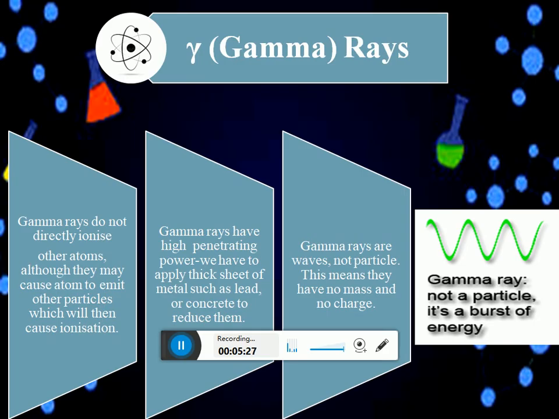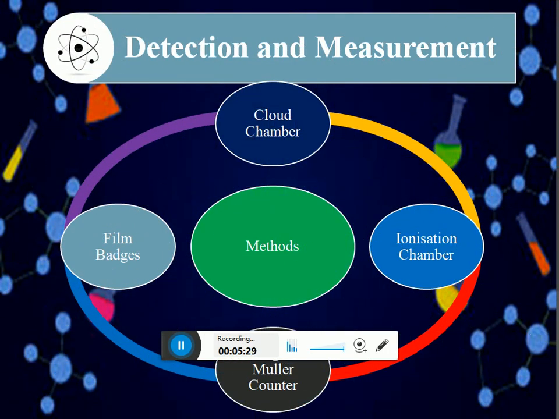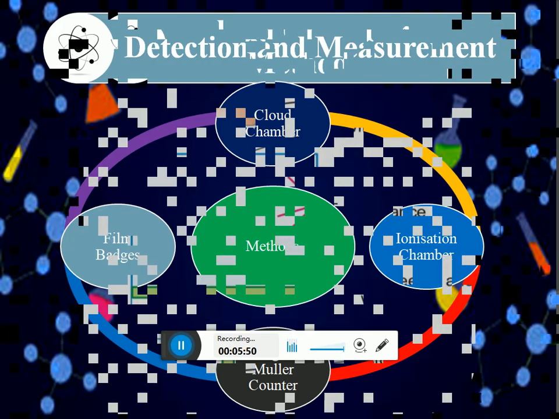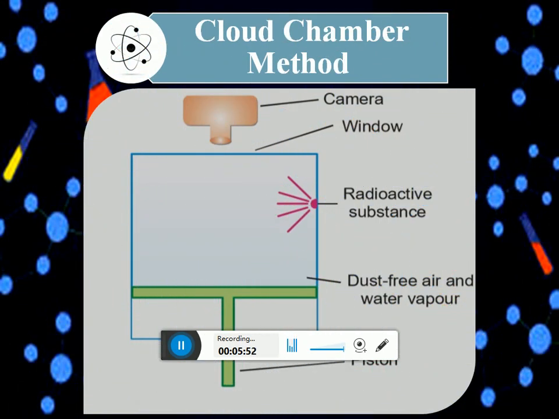Okay, so let's move to detection and measurement. In order to detect what type of radiation there is, different mechanisms have been developed over a period of time. Some of them are the cloud chamber method, ionization chamber method, Geiger-Muller counter, and film gauges. I have used one to make you understand. This is the cloud chamber method.